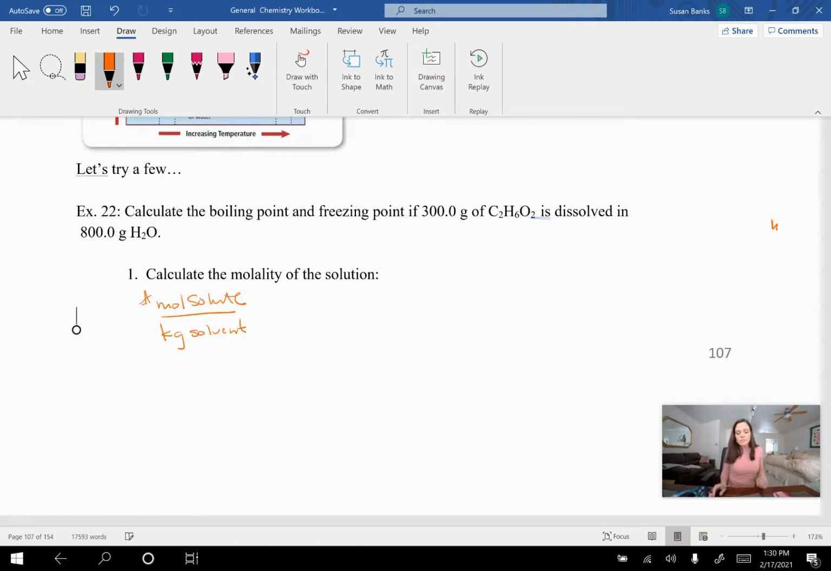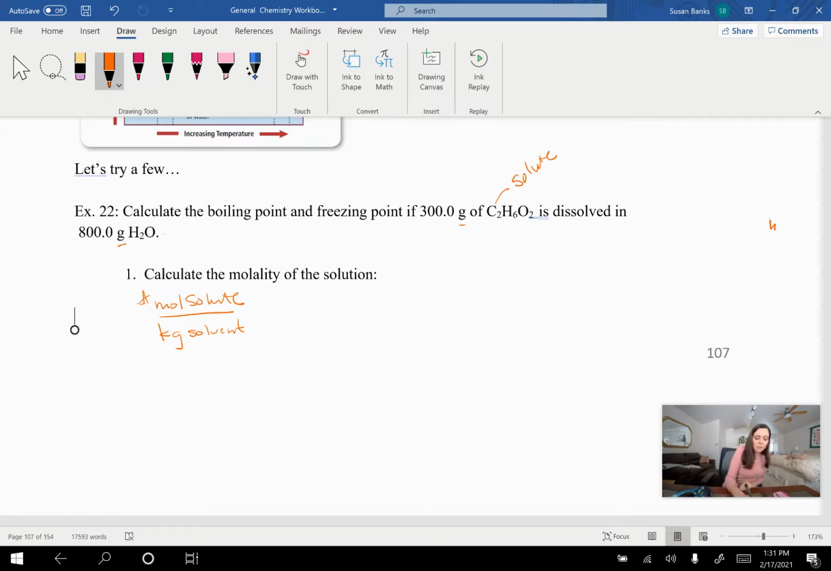The next thing we need to do is figure out which of these is our solute and which is our solvent. I would say that the ethanol is our solute. Why would I say that? Because 300 grams is less than 800 grams. The smaller portion is always going to be our solute, and I would say that the water is our solvent. Okay, so I'm going to put the 300 grams of ethanol on top.